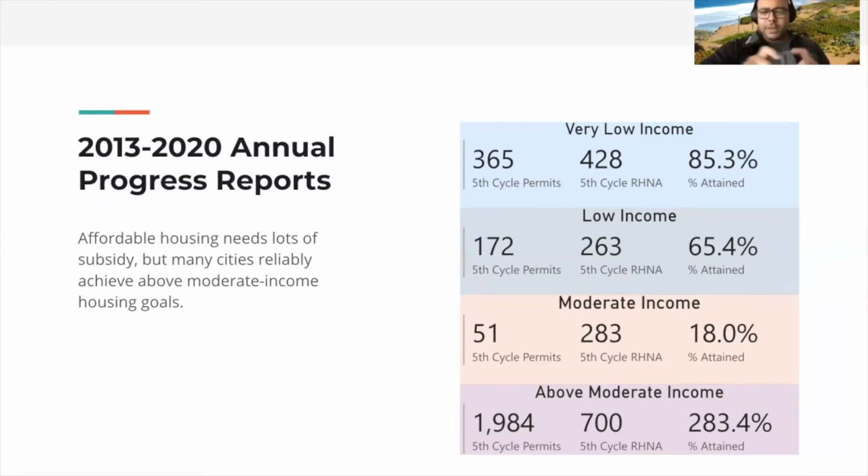A little bit of technicality there, but all that's to say that for 2013 to 2020 so far, the city of Santa Monica has built about 85% of their very low income, about 65% of the low income, only 18% of the moderate income, but golly, almost 300% of their above moderate income. Why is that? Well, superficially, we all know that affordable housing doesn't cost less to build and to entitle and to construct and to finalize and lease up, get ready for people to move in.